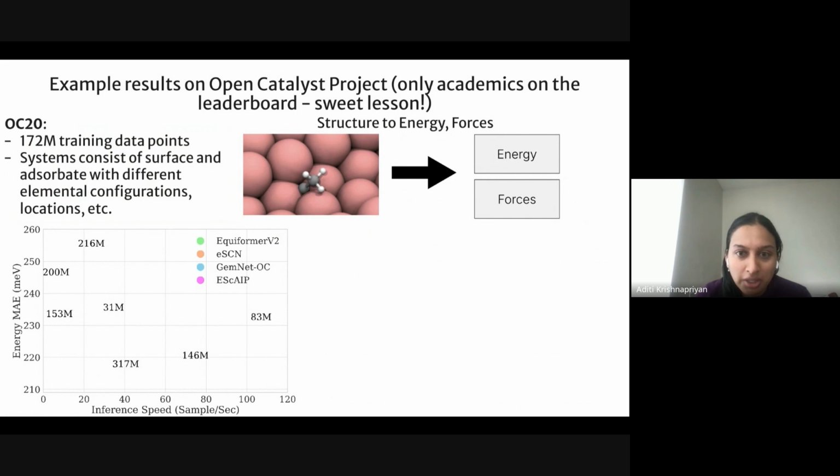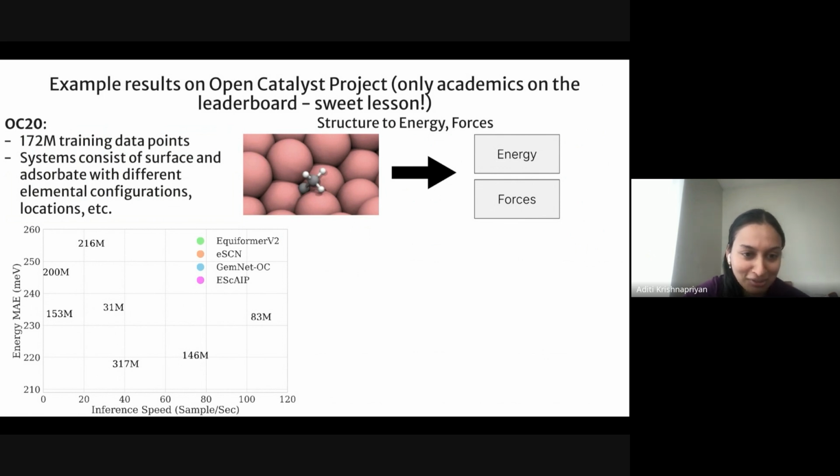This is one result on Open Catalyst. So this is a really large data set with 170 million training data points, and it's a structure to energy and forces type of prediction task where you have these different systems with surface and adsorbent and different elemental configurations.